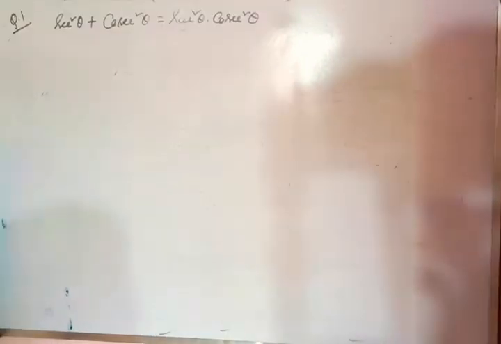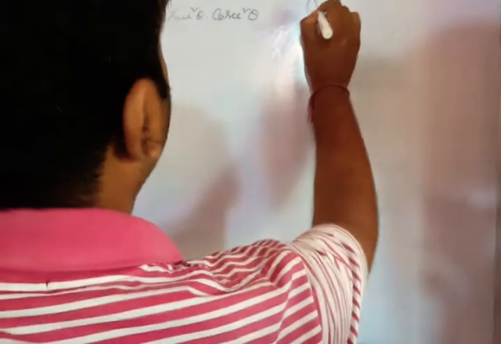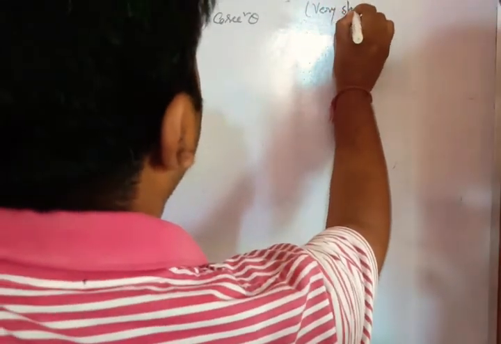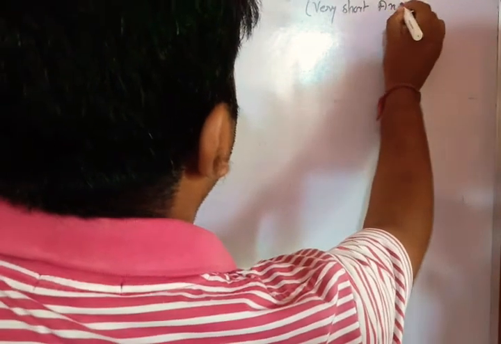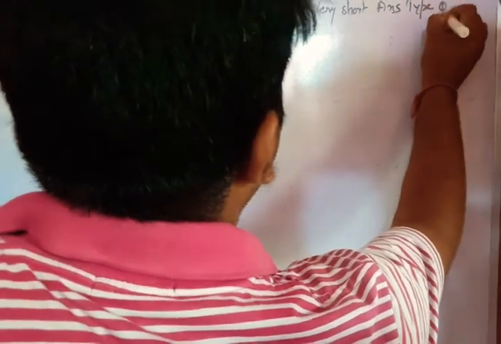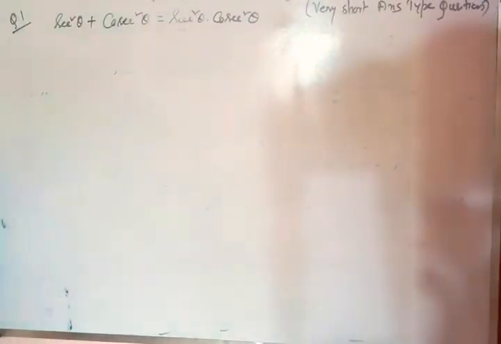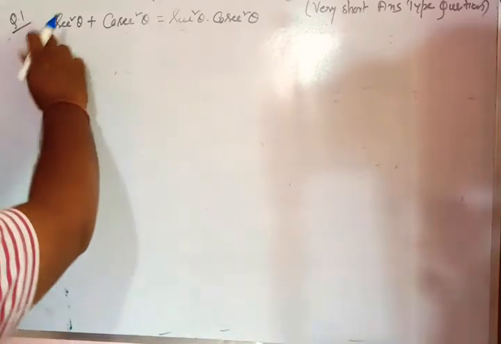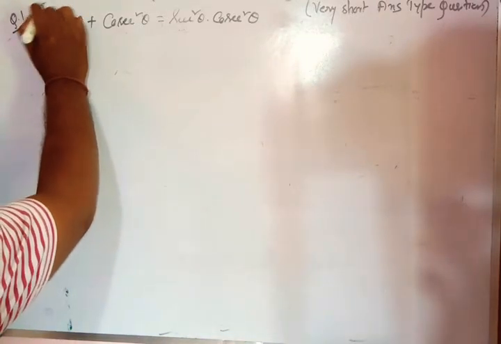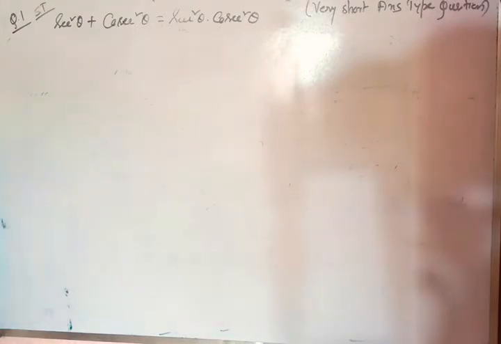Now let's start. First we will go through very short answer type questions. So first, I have taken one question. We have to show that sec square theta plus cosec square theta is equal to sec square theta into cosec square theta.